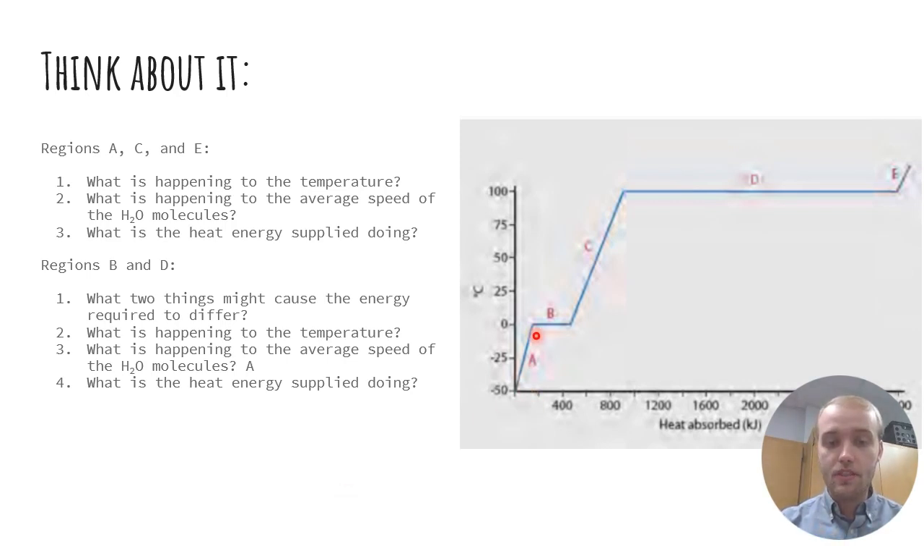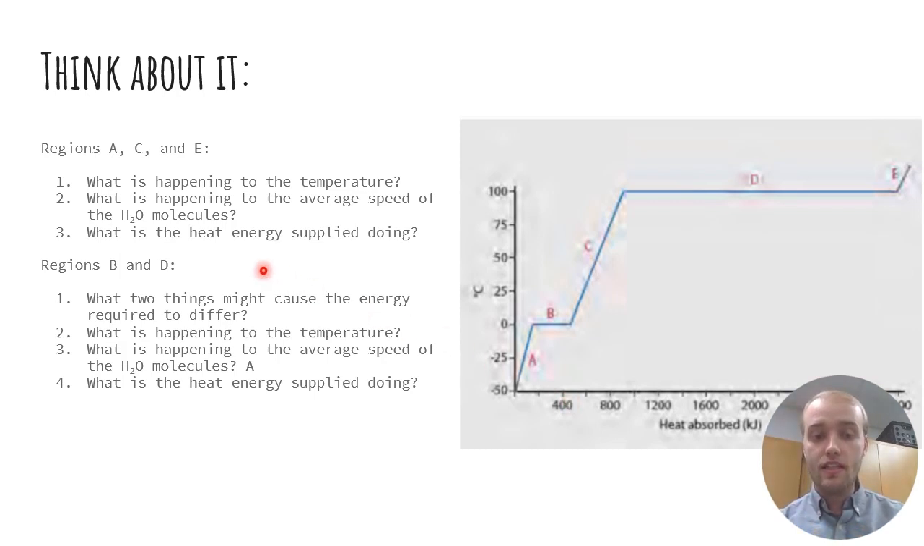As the heat's going up in region A, or we're giving heat to it, the temperature is also going up. As we're giving heat to C, the temperature is going up. And as we're giving heat here at region E, temperature is also going up. So what's happening to the average speed of the H2O molecules? Well, I've taught before in my lectures that temperature is a measure of average kinetic energy. And average kinetic energy helps you measure speed. So if the temperature is going up, the average kinetic energy is going up. And if the average kinetic energy is going up, then your speed is going up. So what's happening at regions A, C, and E? Well, we are increasing the average kinetic energy, so we're increasing the speed.